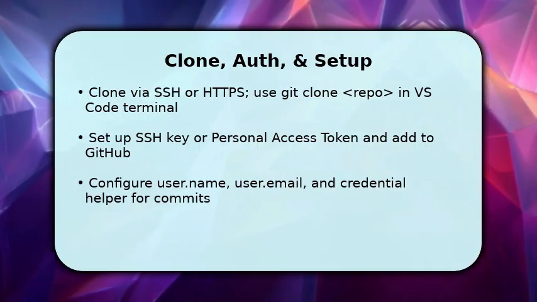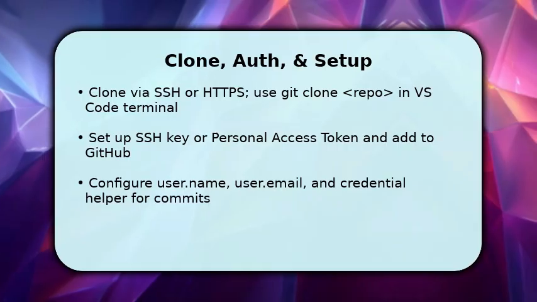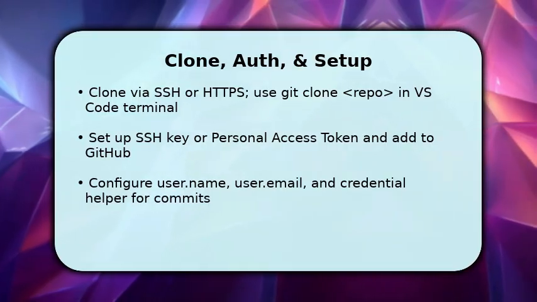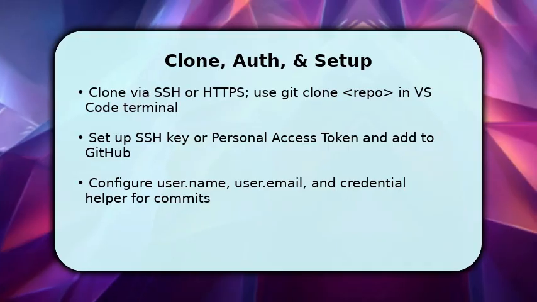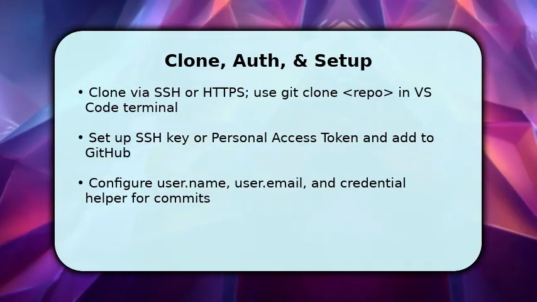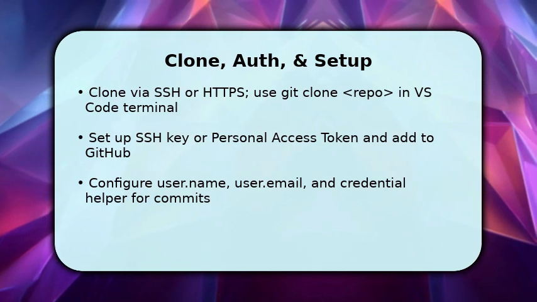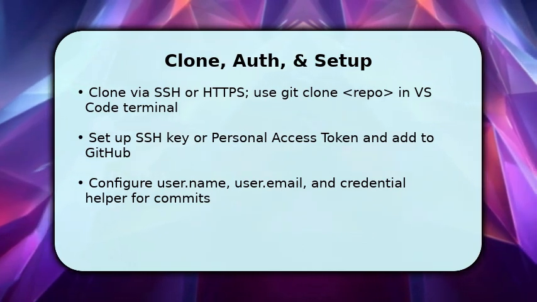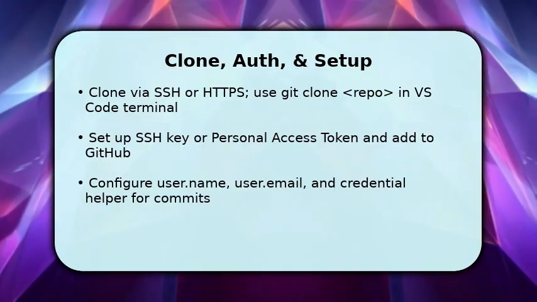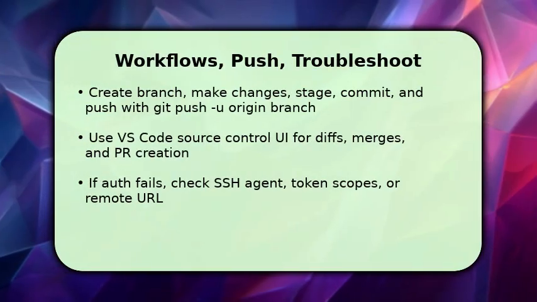If you prefer SSH, generate a key with ssh-keygen and add it to GitHub. If using HTTPS, create a personal access token and store it in the credential helper. Finally, open the folder in VS Code and confirm the source control view shows the repository.